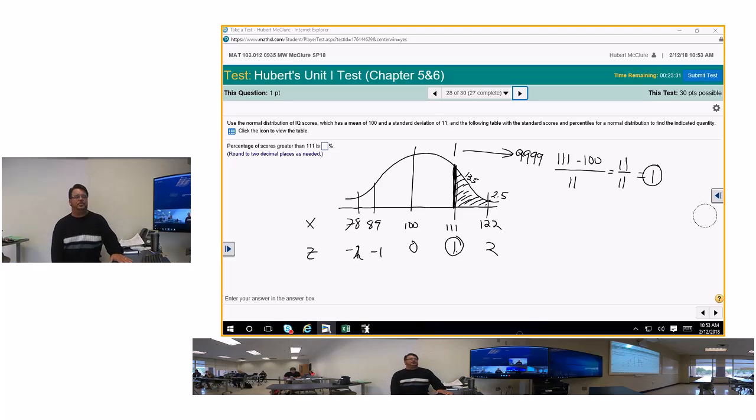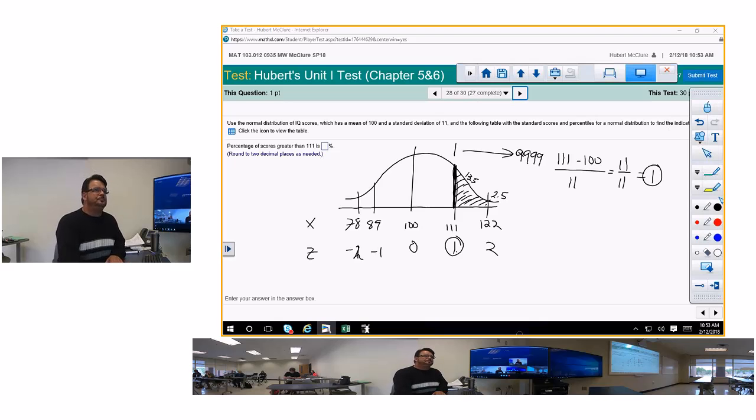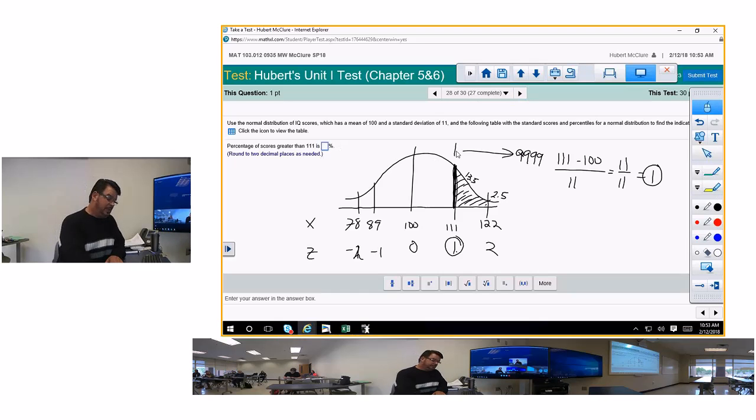This one says round to 2 decimal places. This book is so messed up. I'm going to put 16. That ain't good enough for them. To heck with them.